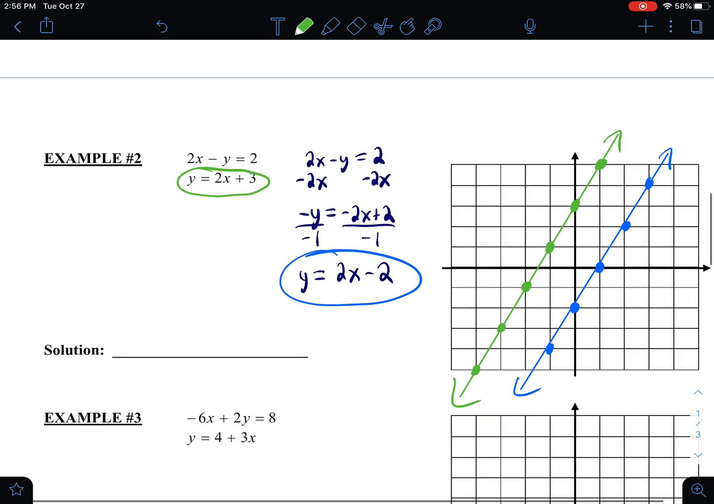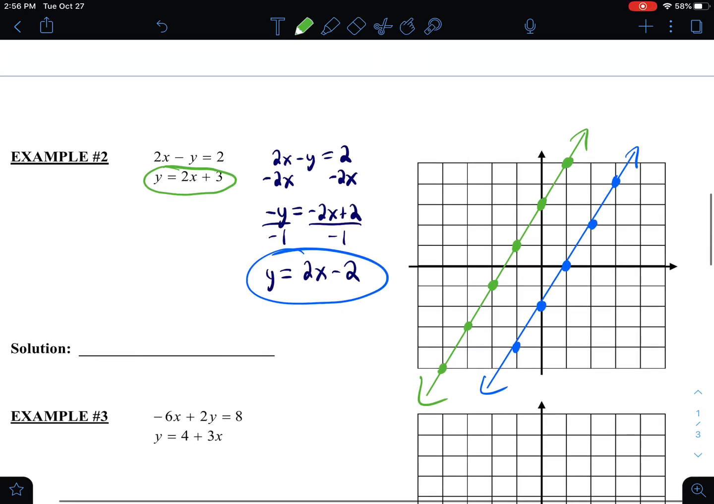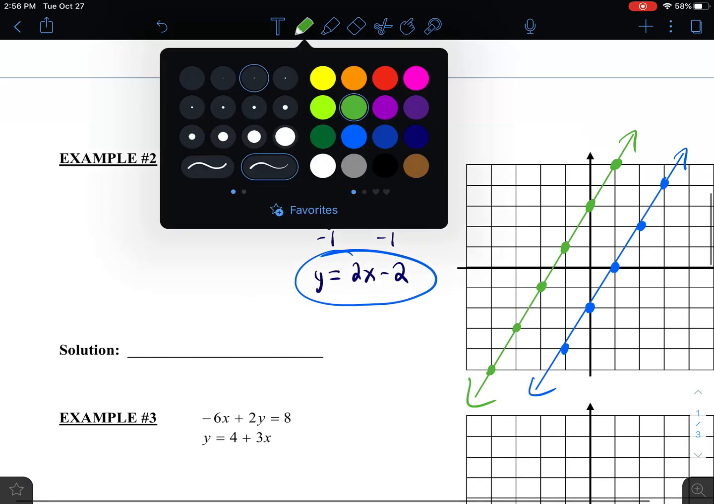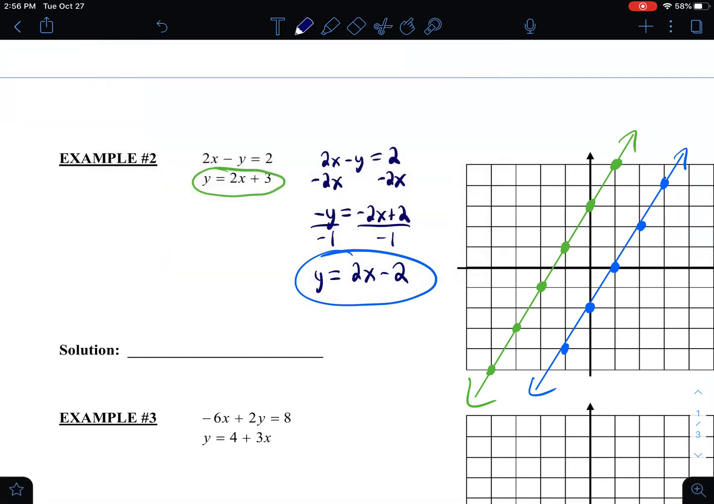What kind of lines are these? The solutions are where they cross. Do these lines ever cross? No, they do not cross. So how many solutions do you think there are if they don't cross? This is called no solution, because they're parallel lines.